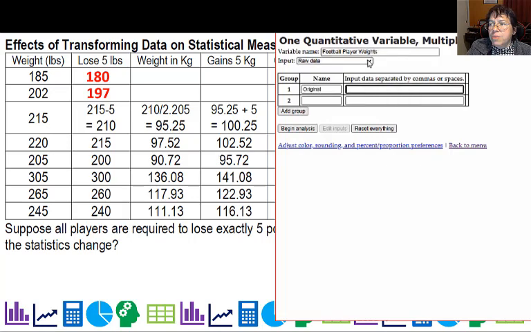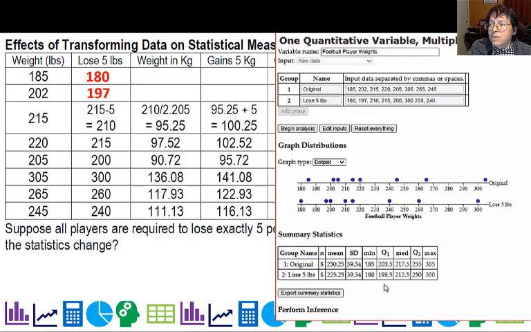And here's my original data, which I pasted in, and now I'll type in my new data. When I'm done, I'll click on Begin Analysis. And you can see both dot plots and all the statistics. So if you look at the dot plots, you can see that they look almost the same. There's just a shift. Why is there a shift? Because everybody lost 5 pounds.